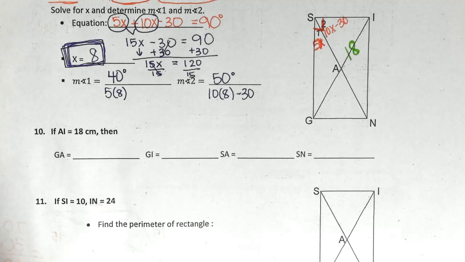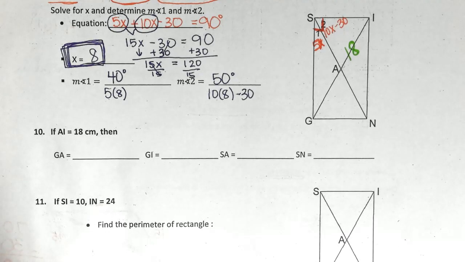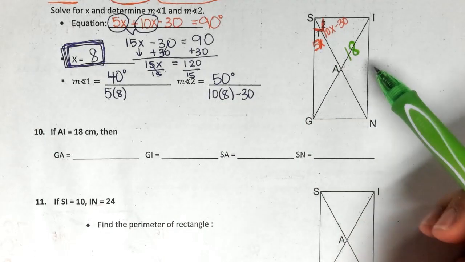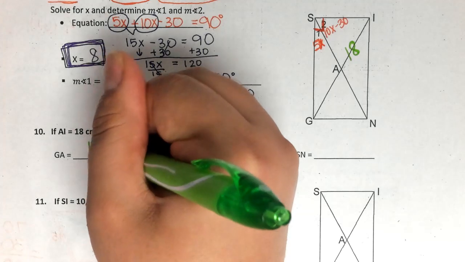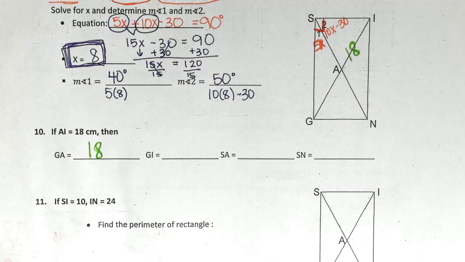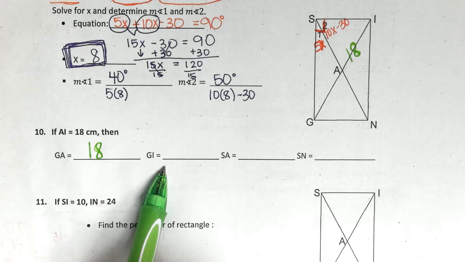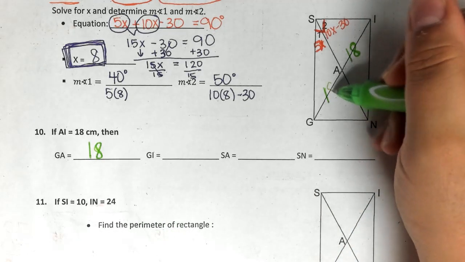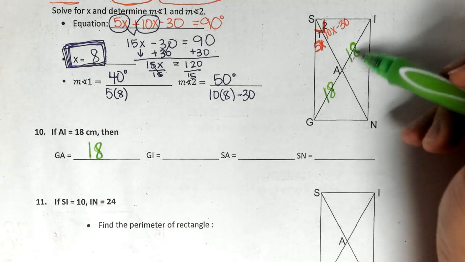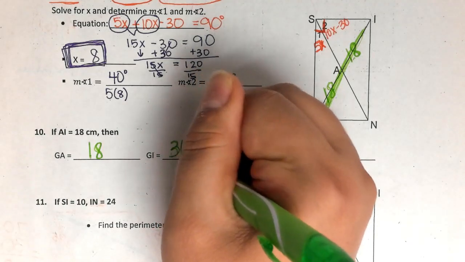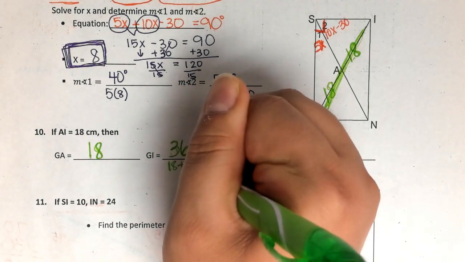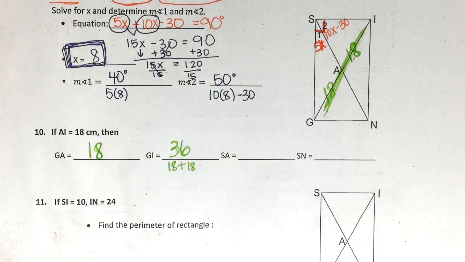All right, if AI is 18, can somebody tell me what's GA? If AI is 18, what is GA? It's also 18. All right, then what is GI? Why did you get 36? Oh, I used the bottom picture. It's the same thing. So if we just got 18 and 18, what's this whole thing going to be? 36. It is too easy. And you are going to have a question like this on your test. Don't get it wrong. 18 plus 18 is 36.